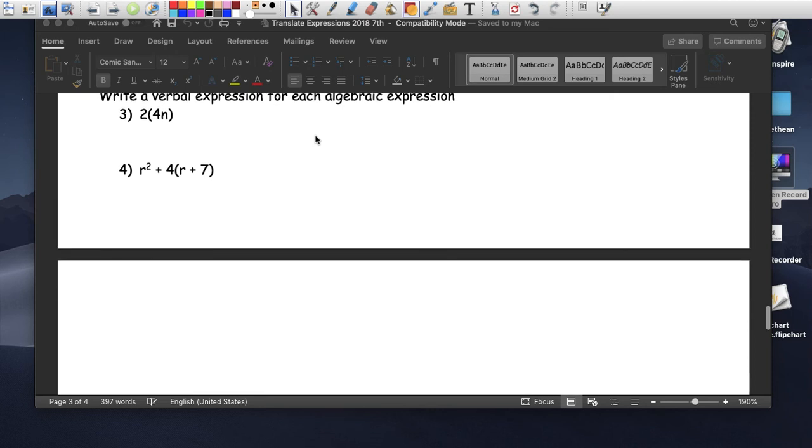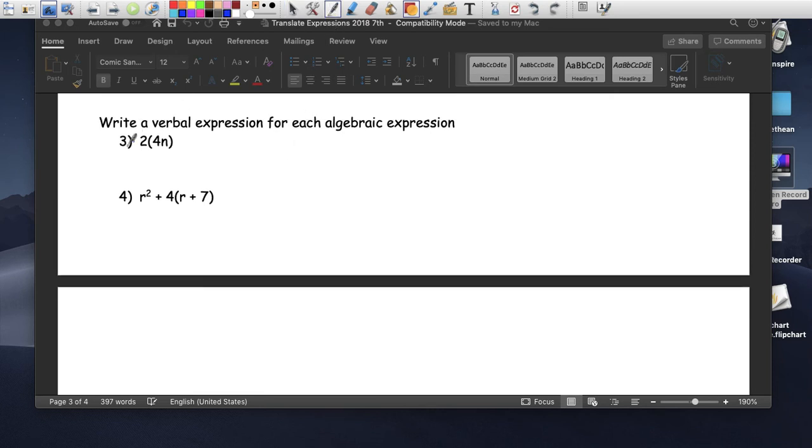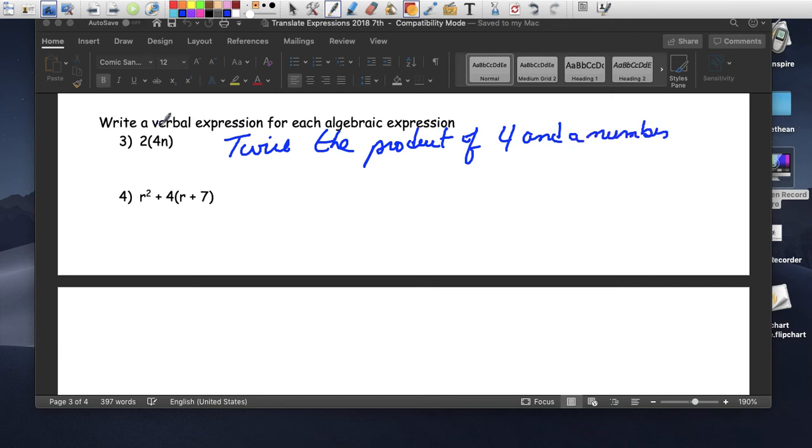So here we're supposed to write, there's so many different ways we can write it. But this says, let's see, twice, right, 2 times, twice the product of 4 and a number I don't know. So I want to multiply these two, 4 and a number I don't know, and then double it, right? This one says a number squared. A number to the second power. You can write a number to the second power. I'll write that.